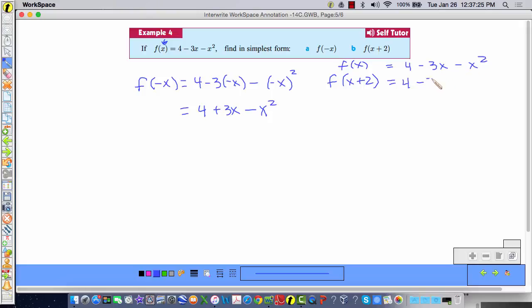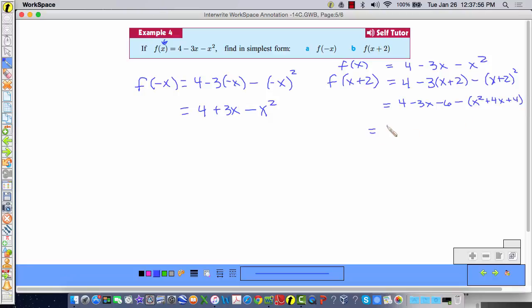4 minus 3. There's an x here, not anymore. It's x plus 2. Do not forget the parentheses. Minus x here, it is now x plus 2. So we're going to square that whole thing. There we go. And so this is going to become, if we expand and simplify, 4 minus 3x minus 6 minus, and don't forget the parentheses, x plus 2 squared is x squared plus 4x plus 4.